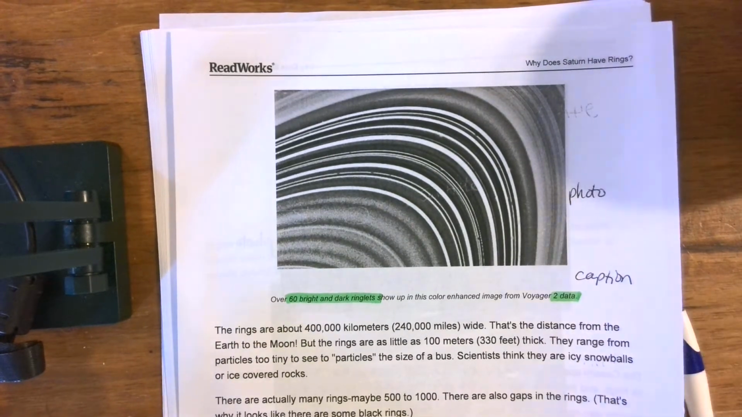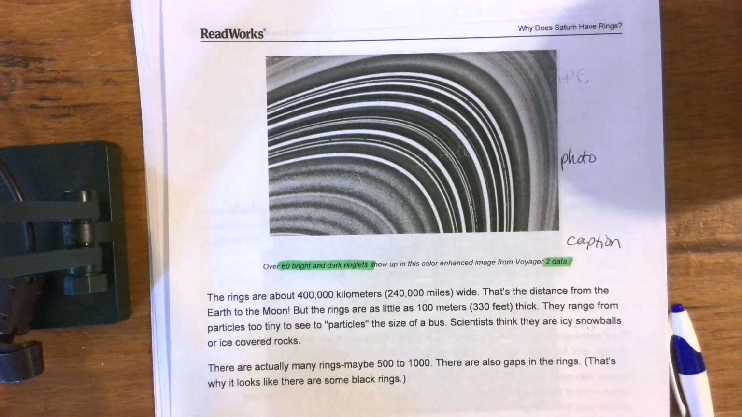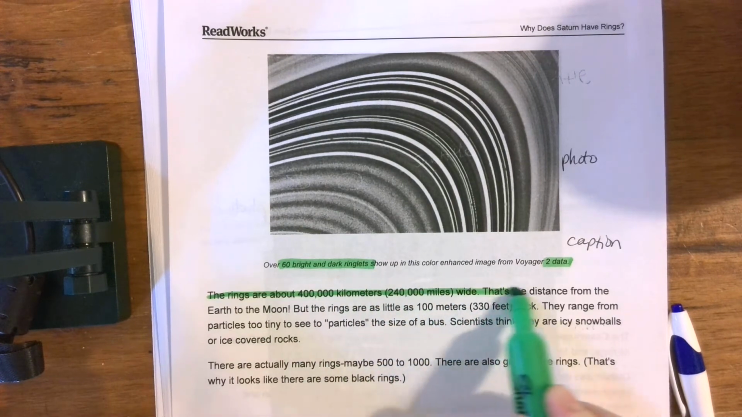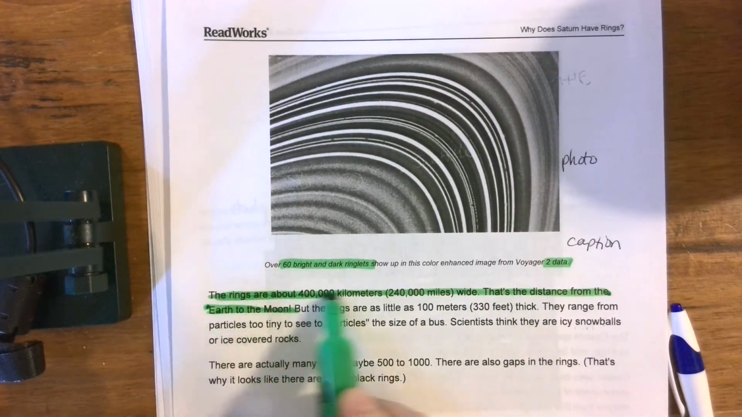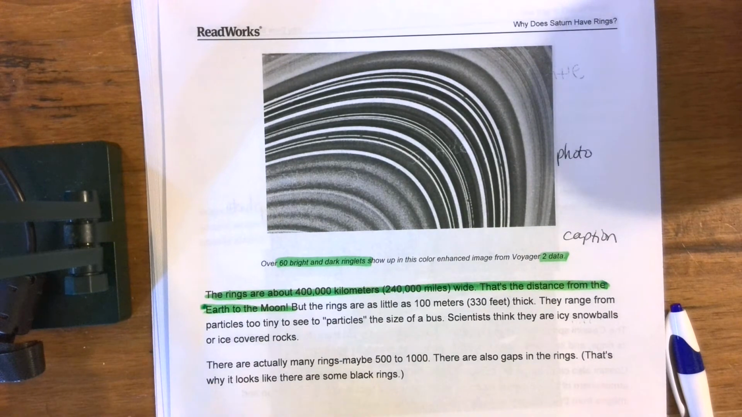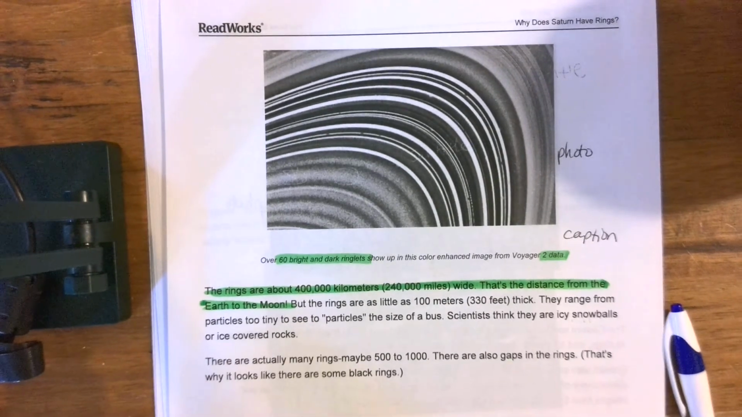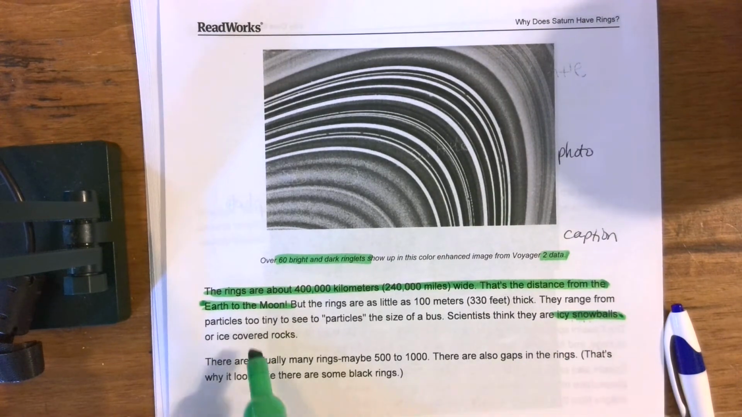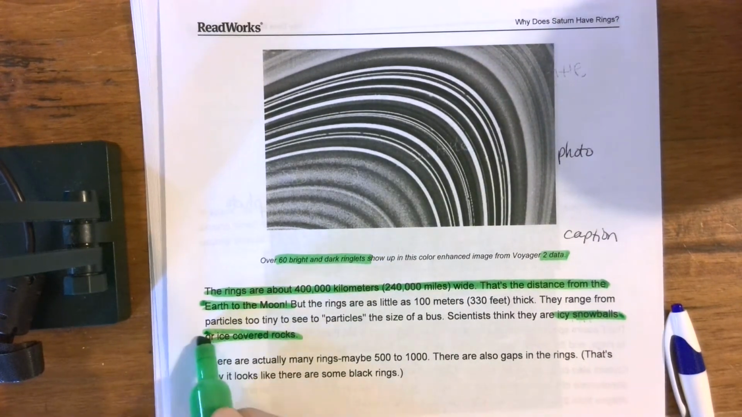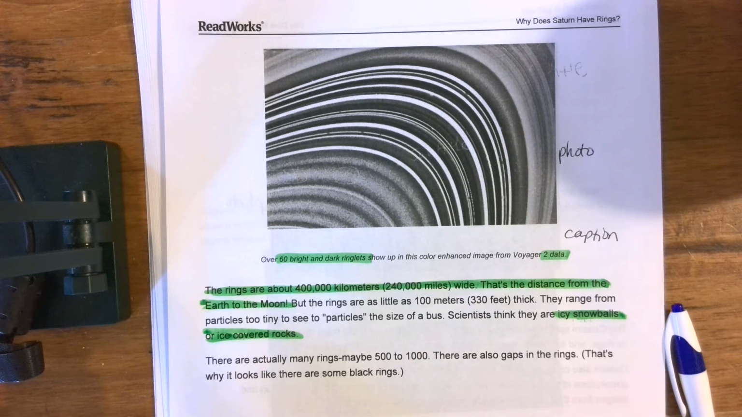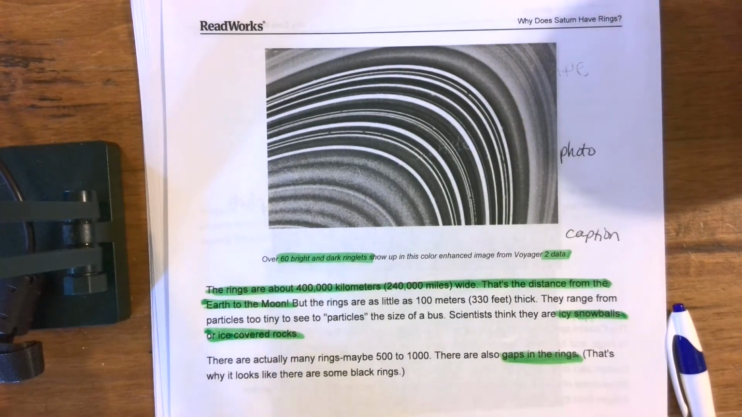All right, what were some of the key ideas that you think we should maybe highlight? Remember, we're just going to pick one or two. Well, I thought this was pretty important. The rings are so wide, it's as far as from the Earth to the Moon. That's how big we're talking. So we're a tiny, tiny planet, and this is a huge planet. I also didn't know that the rings were made of ice or ice-covered rocks. I didn't have any idea about that. And I also didn't know there were gaps between the rings.